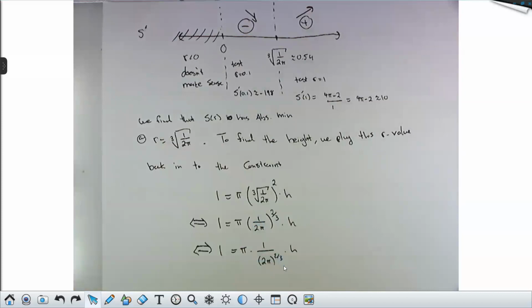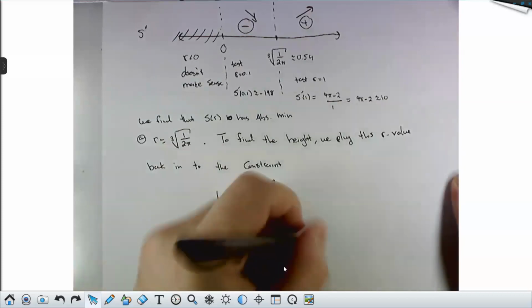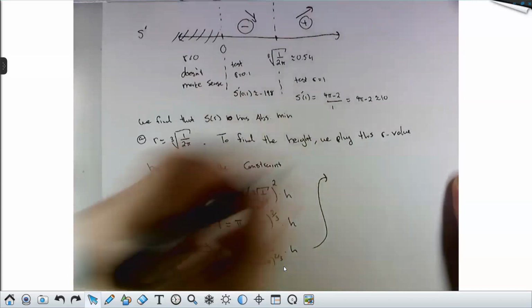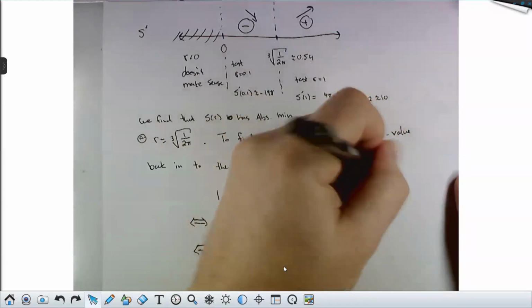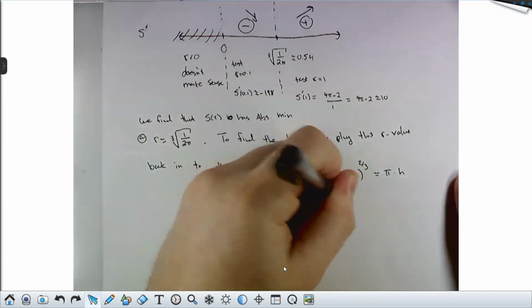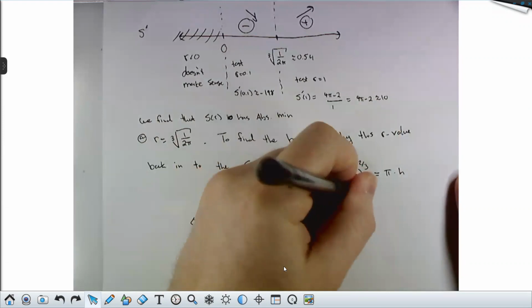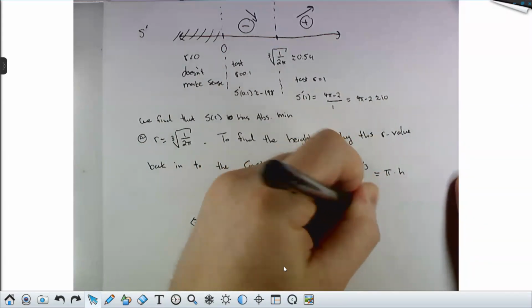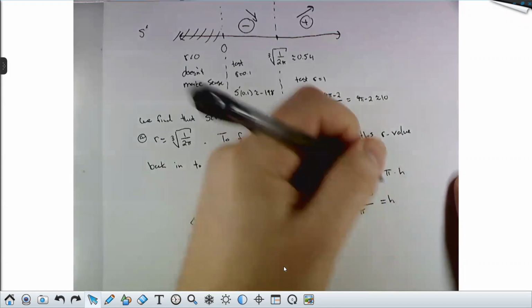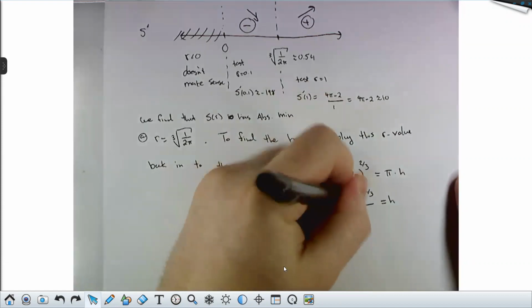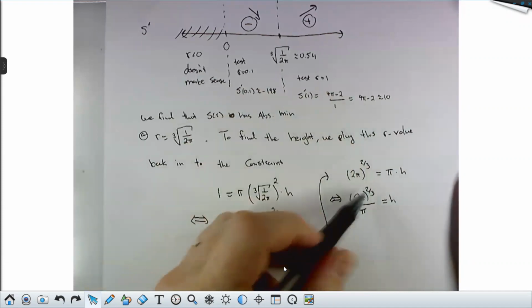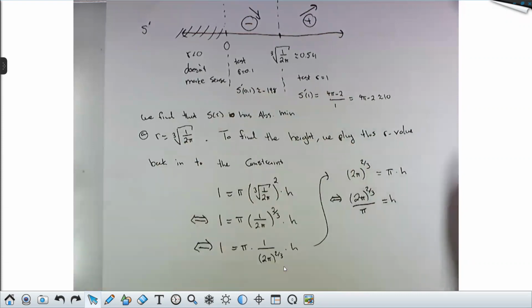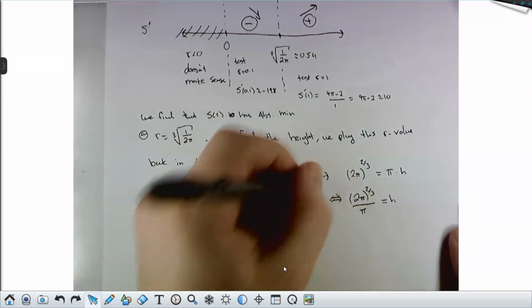So now I can multiply this over. Let me come up here, be a little conservative with my space. This means I've got 2 pi to the 2/3 equals pi times h. And now I can divide over the pi. So this is (2 pi) to the 2/3 divided by pi equals my height. Sorry, 2 pi is in parentheses there. There is a little bit more that we could do here. You could call this 2 to the 2/3 times pi to the 2/3 and then combine the powers of pi. But I would be happy with this. If you give me this, I won't complain.